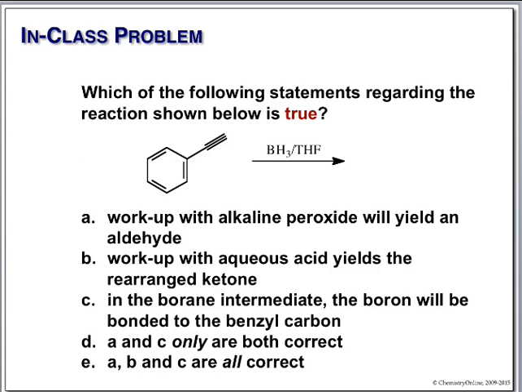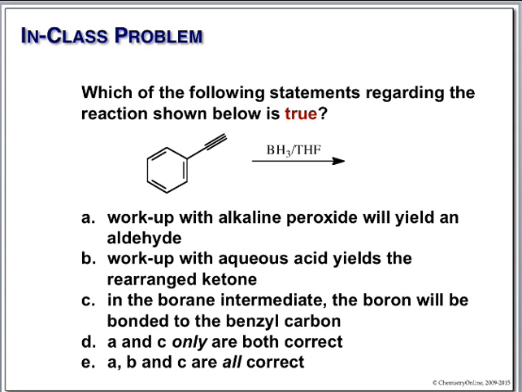Here we have an alkyne. We're reacting it with BH3 and THF. Again, we're looking for the statement that is correct. Work up with alkaline peroxide will yield an aldehyde. Well, we know that BH3 THF is going to yield an anti-Markovnikov product, isn't it? In this case, we're going to put our oxygen here at the terminal carbon. When we dump in alkaline peroxide, we will get an aldehyde.